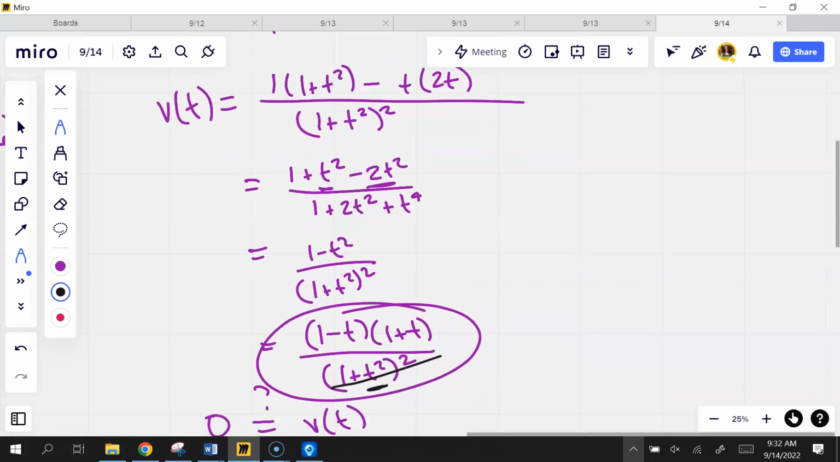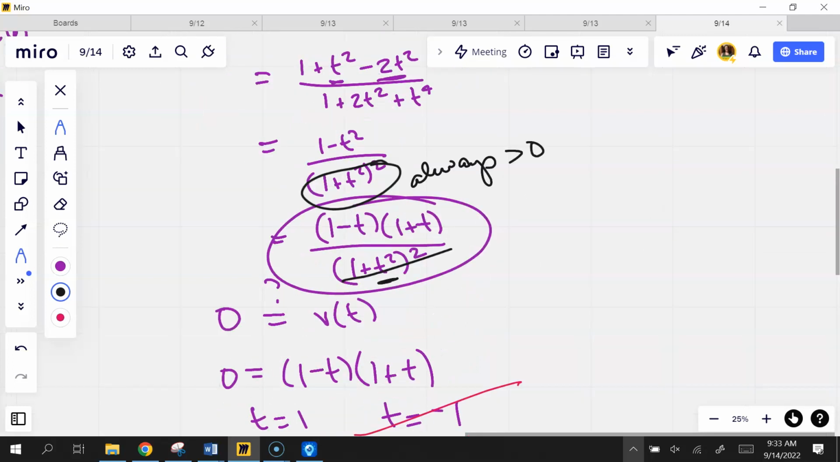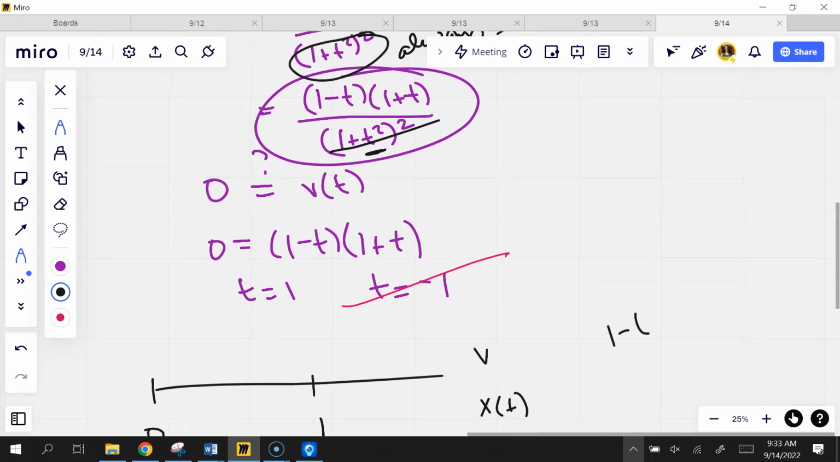I don't want to plug in a value every single time if I don't have to, because that's a lot of work. That's pretty involved. But if I look, this is always positive, right? Because you're squaring it. If you square anything, it's always going to be positive. So really, I need to think about what the sign of the top is, because the sign of the top is going to impact the sign of the whole thing. So I'm really only looking at 1 minus t squared. Do you understand why? Does that make sense? How I just eliminated the bottom.